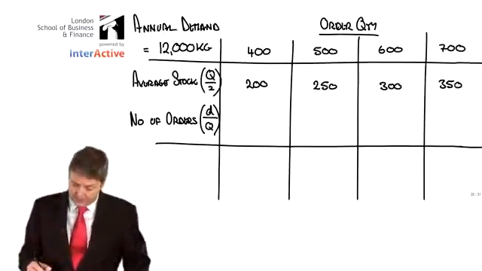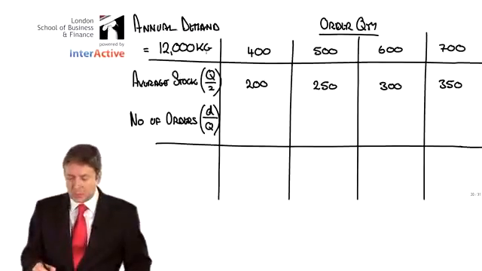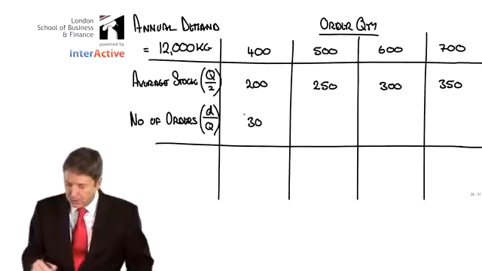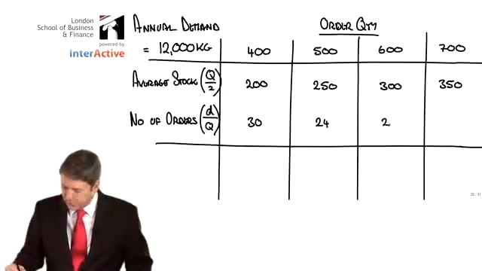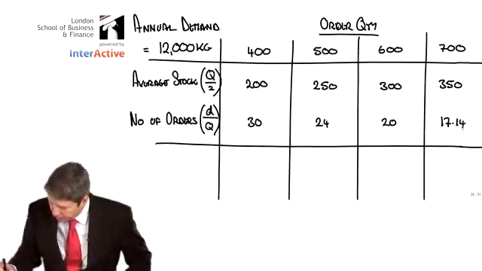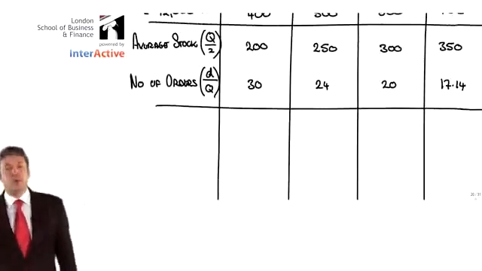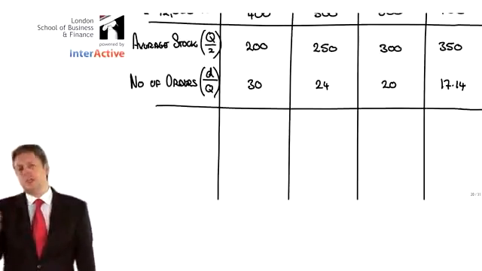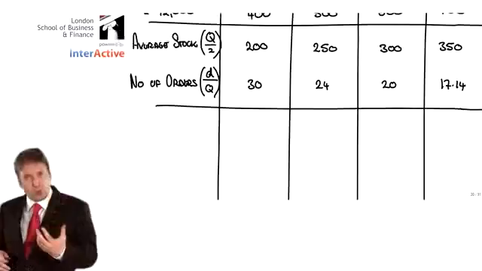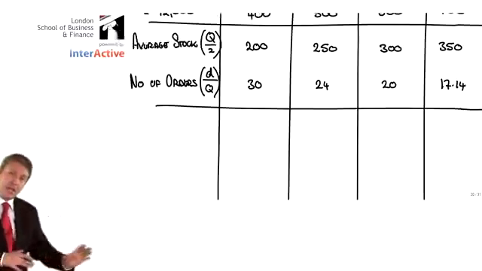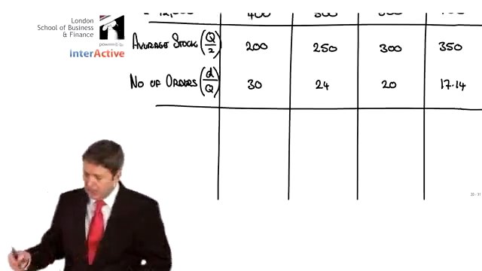And then we look at the number of orders. If the annual demand was 12,000 and the order quantity was 400, I believe that's 30 orders. 12,000 divided by 500, 24 orders. 12,000 divided by 600, 20 orders. And 12,000 divided by 700 is 17.14, of course. Please note, we have 0.14 of an order. It looks odd, but remember, the orders will run seamlessly from 1 year to the next, so it does make sense. In fact, it's important that you put the part order in.